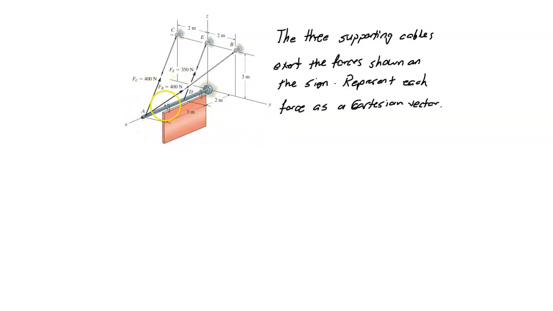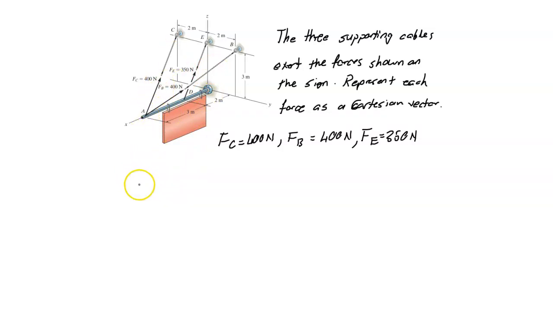So we have on cable AC, FC is equal to 400 Newton. On cable AB we have FB, which is again 400 Newton. And on cable DE we have FE, which is equal to 350 newtons. First of all, we need to write position vectors for each.